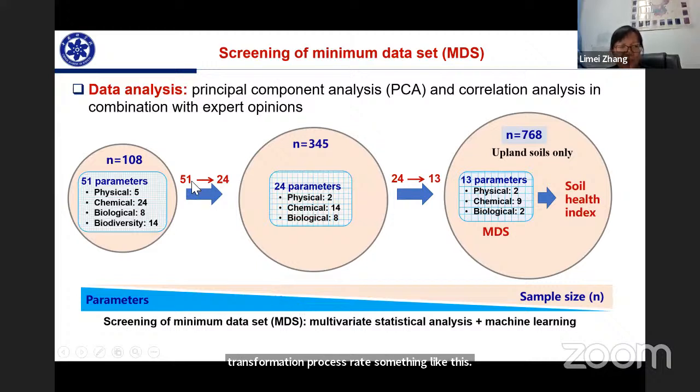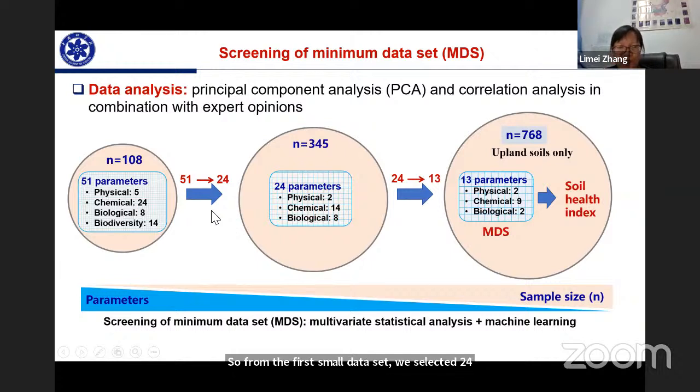So at the beginning, we measured as many parameters as possible for just 150 samples, including paddy soil and upland soil. But after a preliminary data analysis, we found the data in paddy soil and upland soil are totally different. So we decided to divide them separately. Here I just show the data from upland soil. From the first small data set, we selected 24 parameters for the next step.